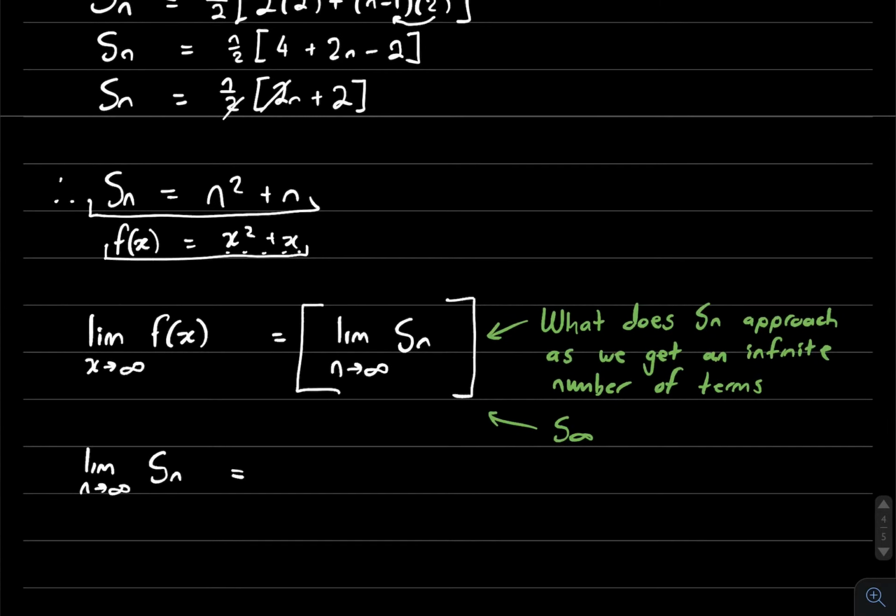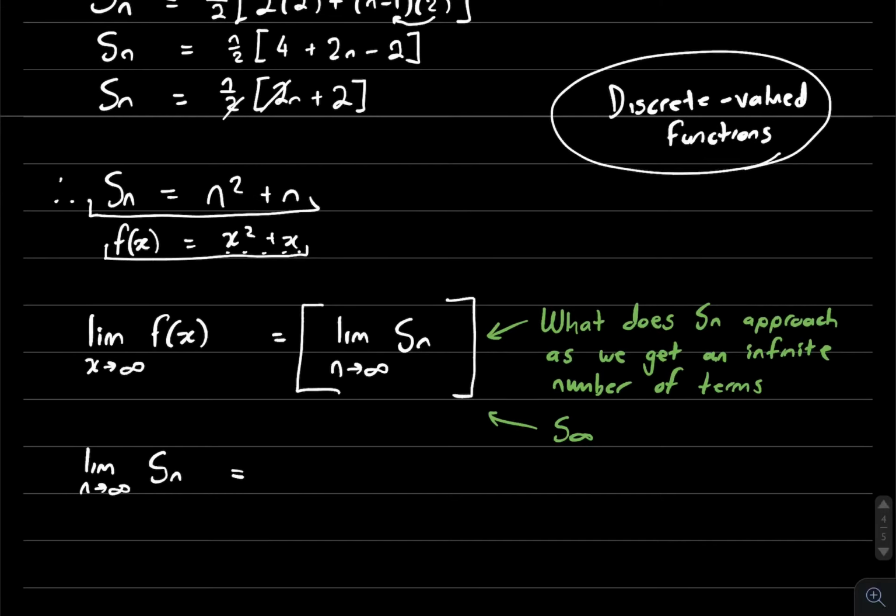What do you think this will be equal to? Let's try and evaluate this without drawing a graph for it, first of all, because the graph is quite complicated since it's only discrete valued. You probably don't know what that means at this point, but you can look it up. Discrete valued functions. But you don't need to know about this to understand this concept.